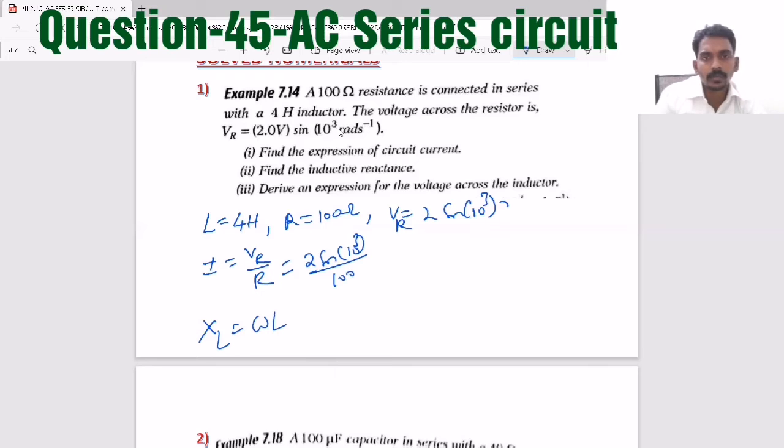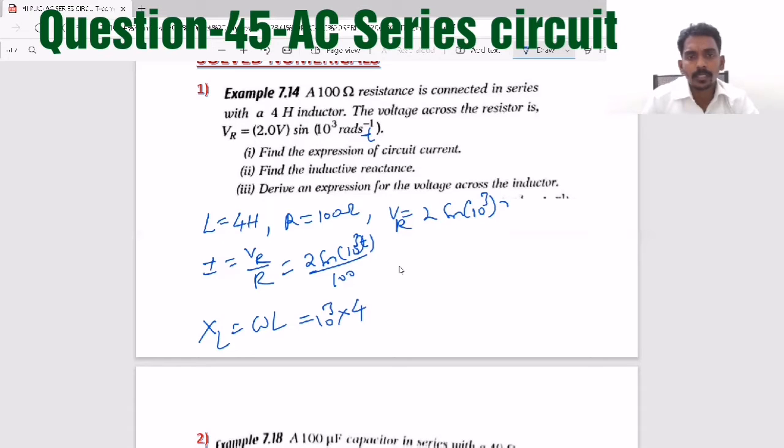I think there must be a t here, because an AC function must be a function of t only. I think the t is missing. You please correct it. So XL equals omega L. Omega is the coefficient of time, that is, they have given as 10 power 3. L is the inductance, that is 4.